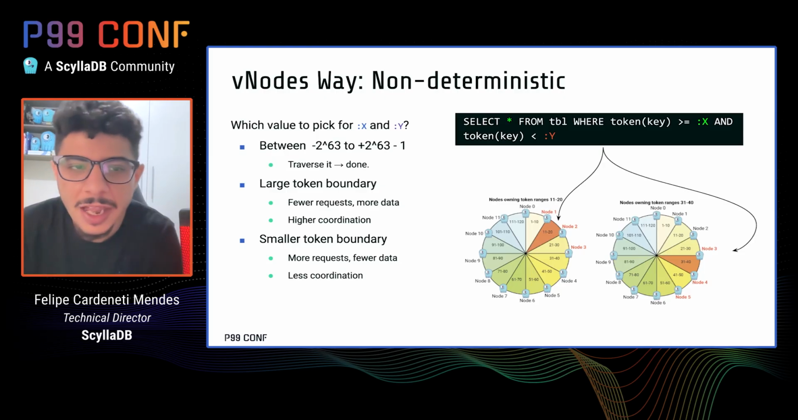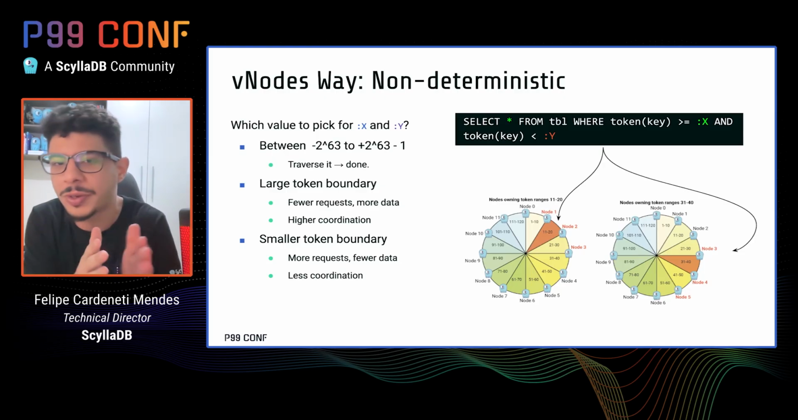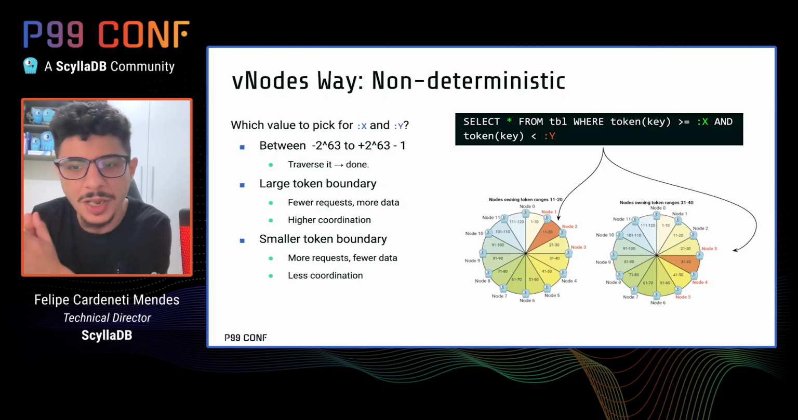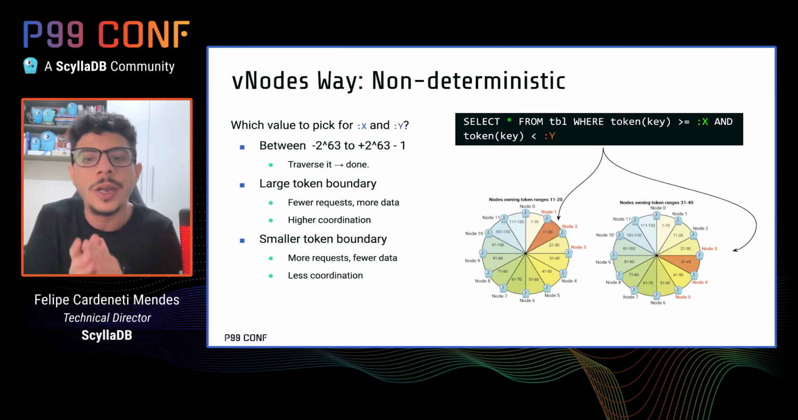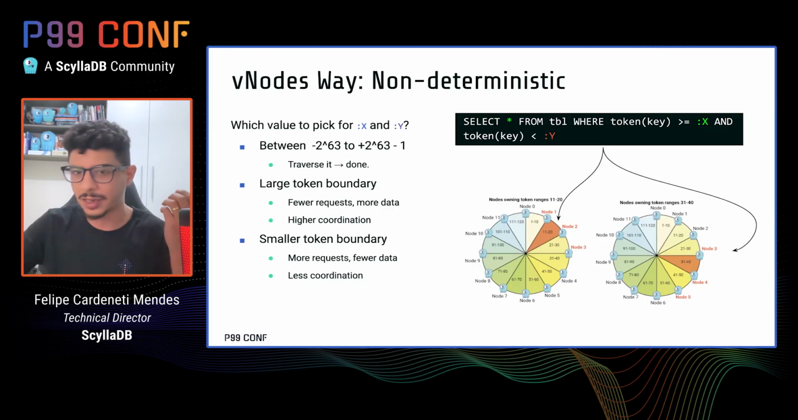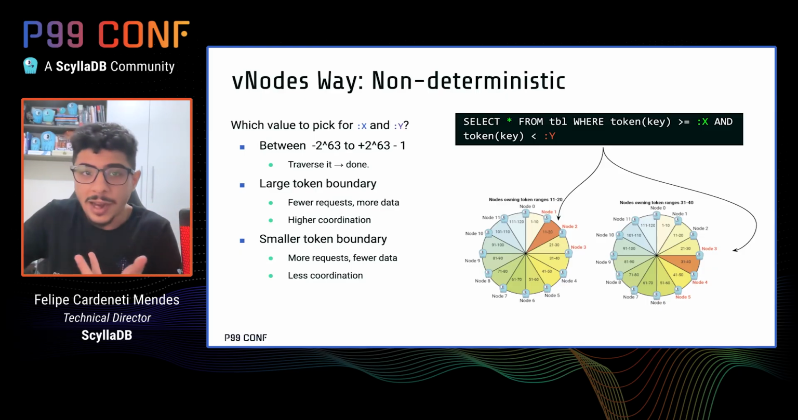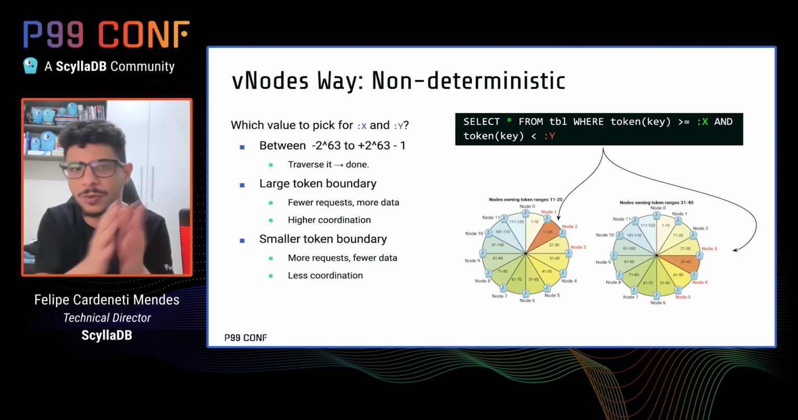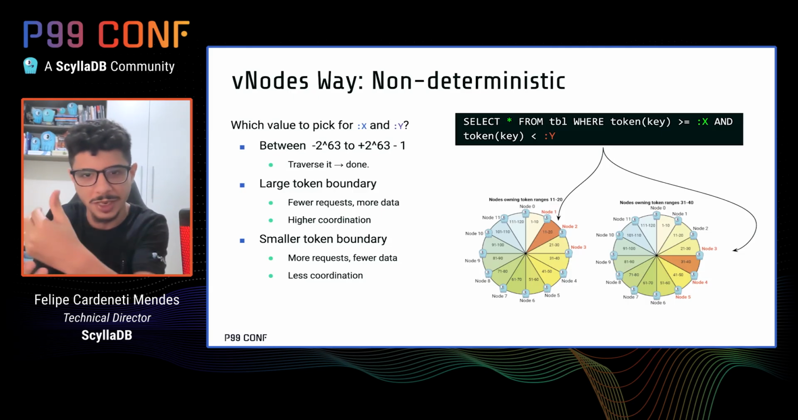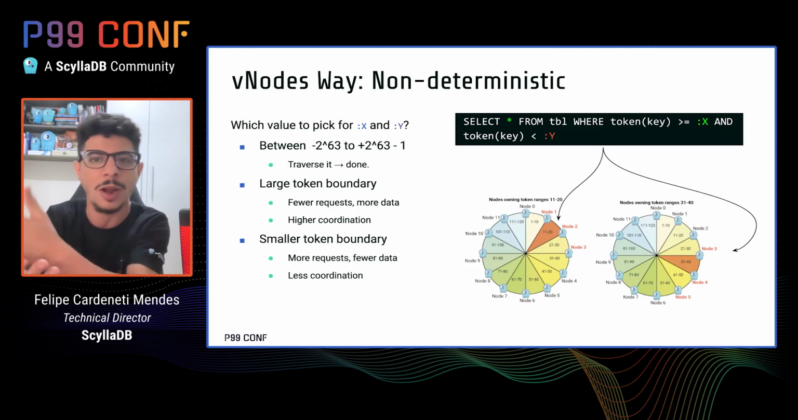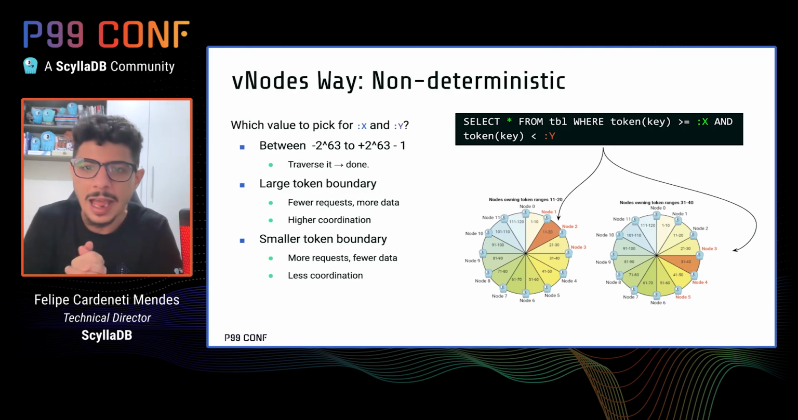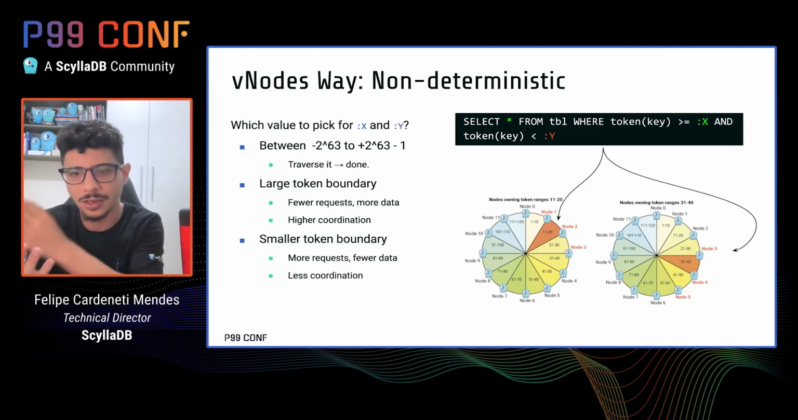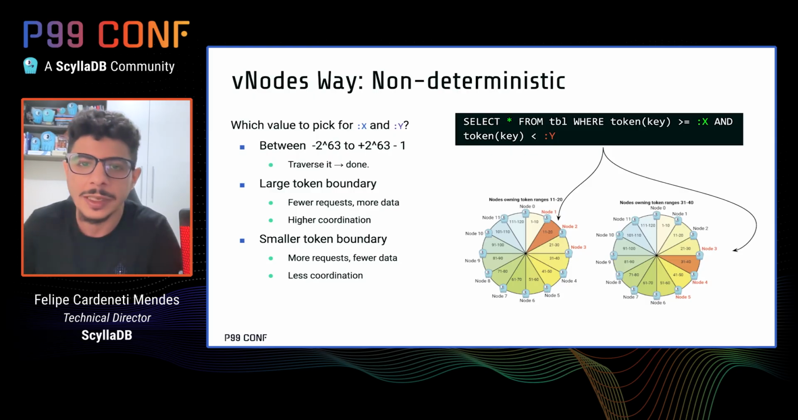On the contrary, smaller token boundaries require more queries to be executed to fully traverse the entire ring space, with each query often returning less data, which requires less coordination. But since smaller token boundaries introduce more queries, this in turn introduces more round trips, which at the end of the day may result in a not so ideal processing time.